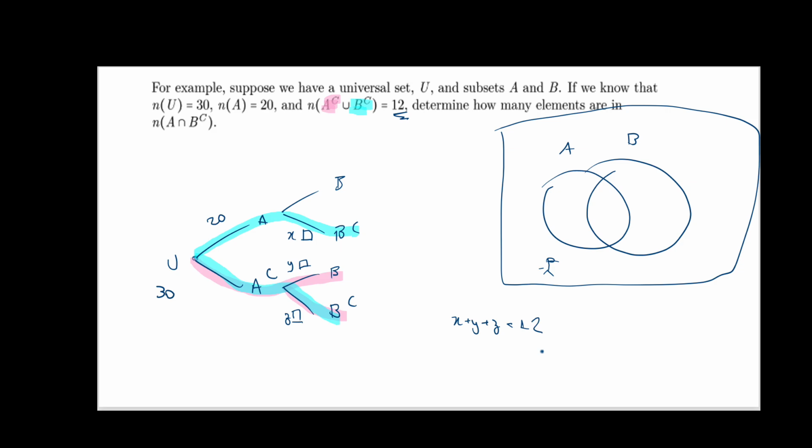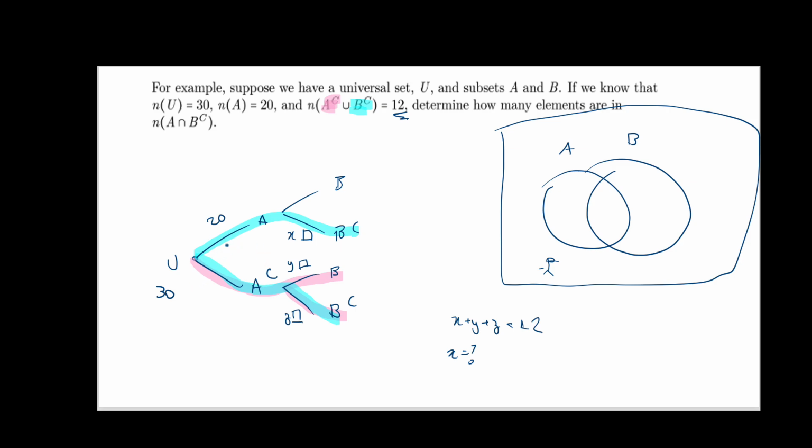Okay? Then the question is this: what is the number of elements in A inter B complement? So A inter B complement, I want to know x, right? A inter B complement is exactly what I am putting here in the first blue path.